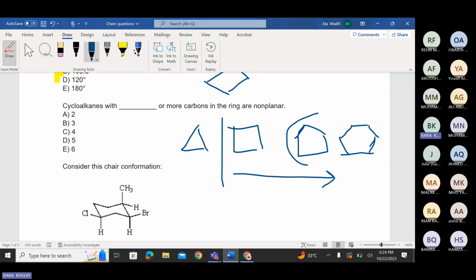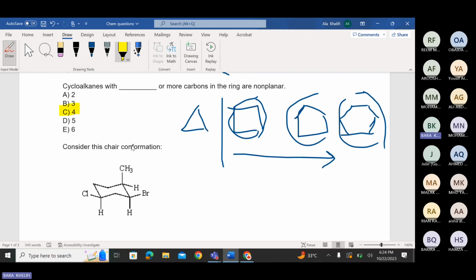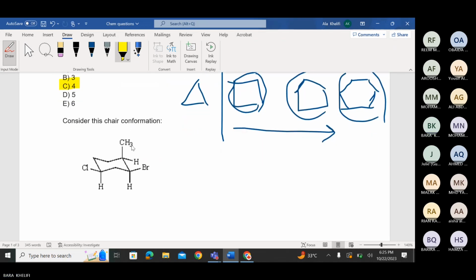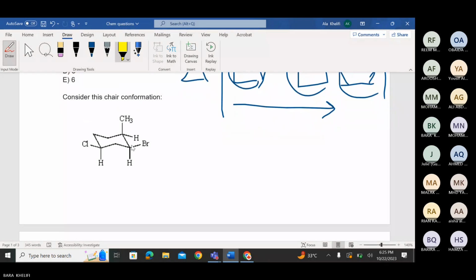If I drew a line from here onwards, they are non-planar, right? So this one takes an envelope, this one has like a puckered shape, and this one has like the chair or boat conformation. So here we would say 4 and above. You guys understood till now? Yeah, it's all clear. All right, that's good.